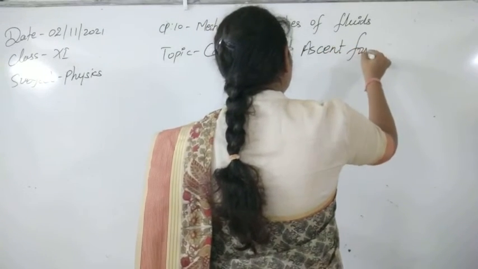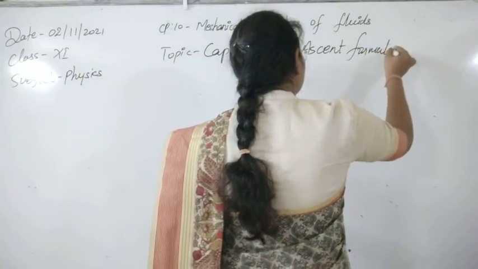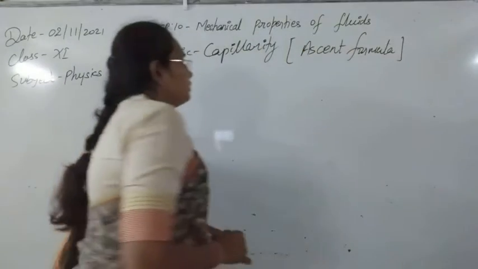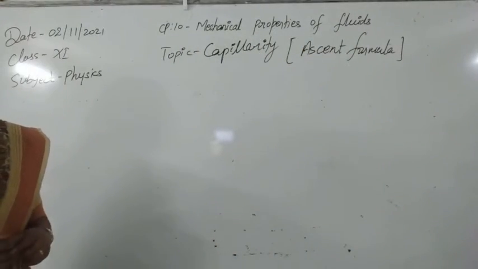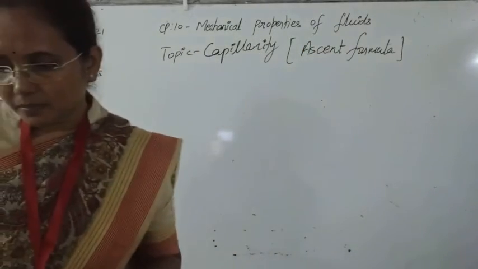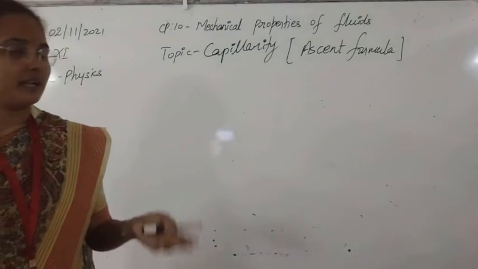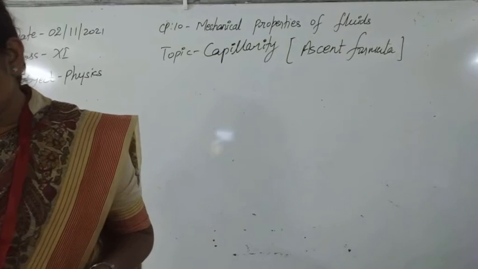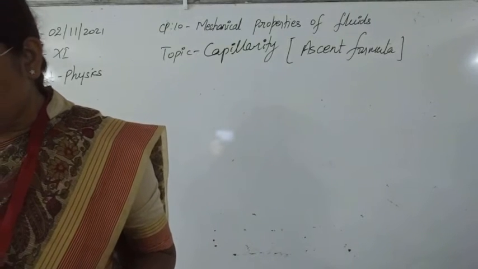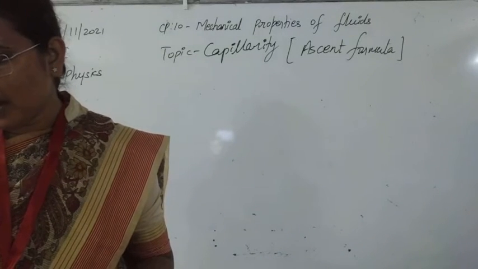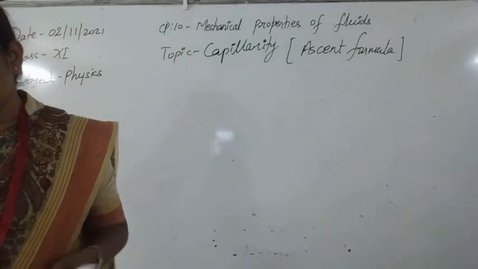So next topic is our ascent formula. First we will talk only about the rise. Now when one end of the capillary tube is dipped in water, then the water will rise. So suppose we have a capillary tube and we have taken some water here.